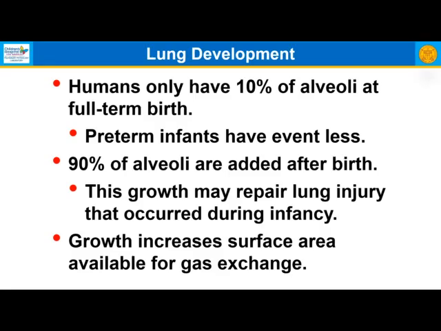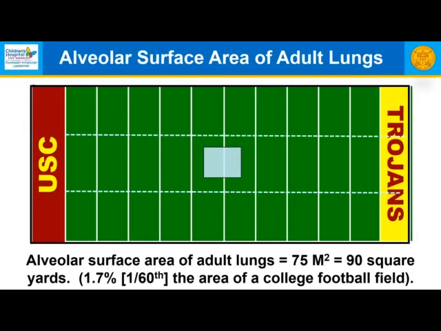So humans have only 10% of alveoli at full-term birth. Preterm infants have even less. 90% of alveoli are added after birth, so this growth may repair lung injury that occurred during infancy, and growth increases surface area available for gas exchange. Remember, that's a main thing about lung structure: surface area available for gas exchange. And remember, in an adult you have about 75 square meters, or 90 square yards, which would look like this from a single person on the USC football field.